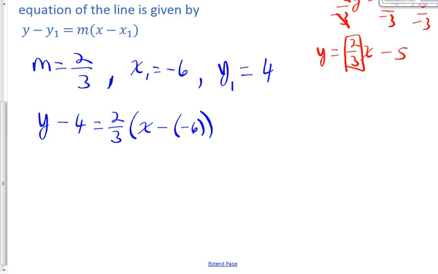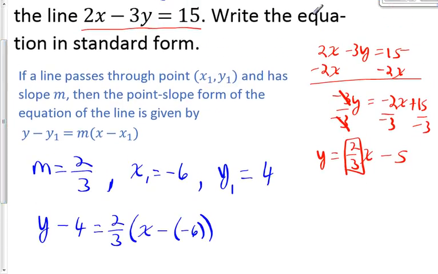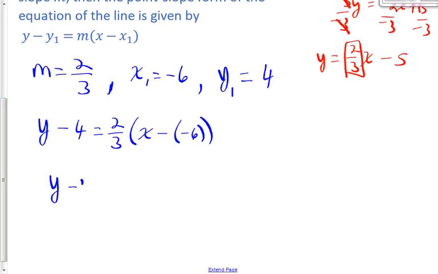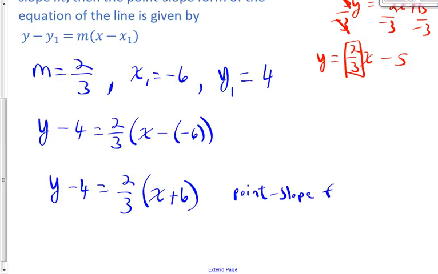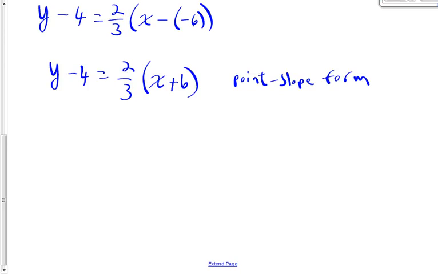So I have an equation for my line already, but if you notice, the directions say to write the equation in standard form. So this is not the standard form, y minus 4 equals 2/3 times x plus 6. That's not the standard form. This is the point slope form. So I need to turn this into the standard form. The standard form is ax plus by equals c. This is standard form.